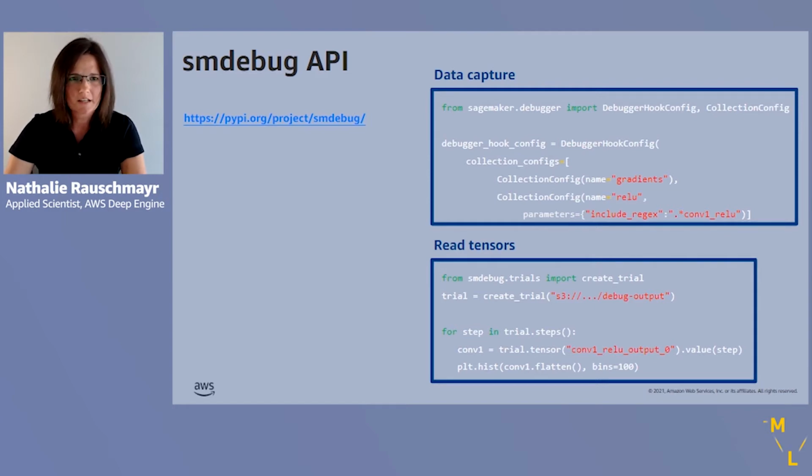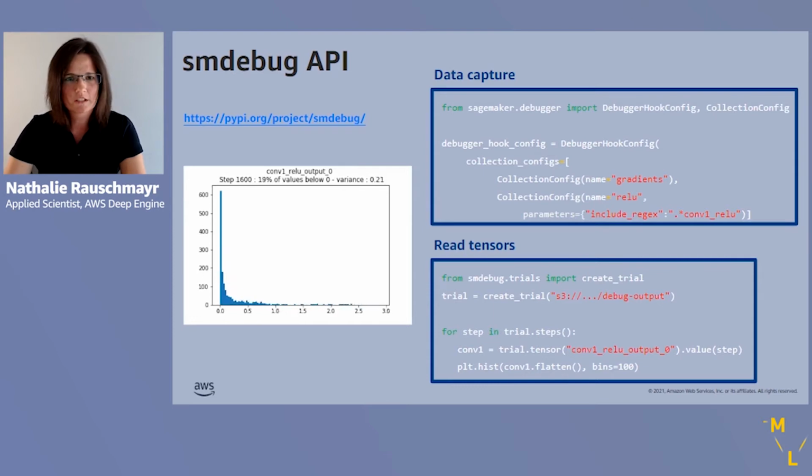SMDebug will retrieve the tensor as a NumPy array, which means I can use tools such as Matplotlib, NumPy, and SciPy to create visualizations and further analysis. Here I'm using the Matplotlib histogram function to visualize the activation outputs of my first convolutional layer across the training time. What we can see in this visualization is that as my training progresses, the distribution moves more and more towards zero, which means my model is suffering from the dying ReLU problem, where more and more neurons are outputting zero values. And with just a few lines of code, I can easily create this kind of analysis.